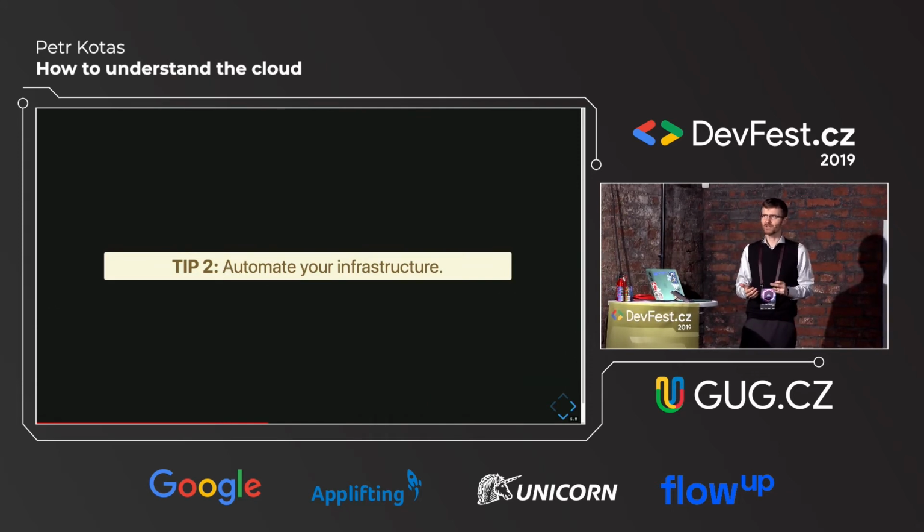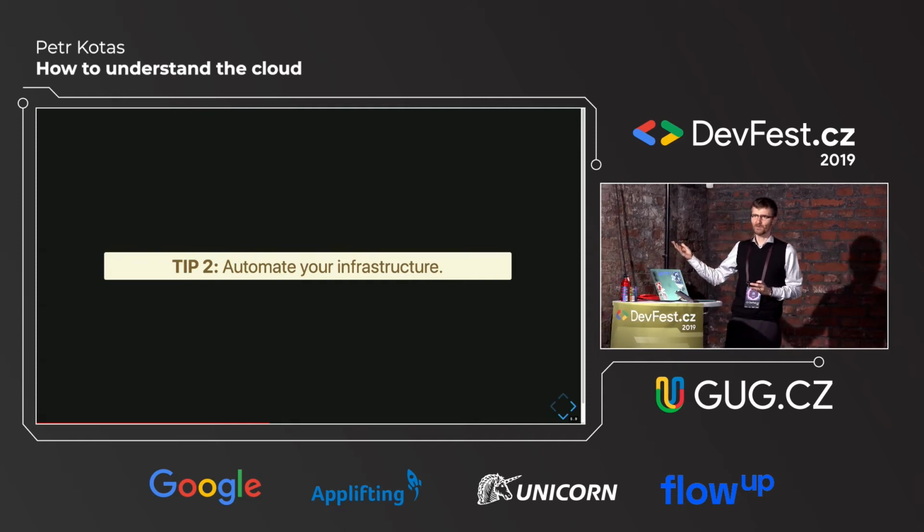So this is tip number 2. Learn how to automate. Play with the clickery stuff in the UI, and once this is working for you, automate it, because it will save you time. And over time, when you do changes and you have everything stored in Git, you will see how you implemented the changes, because it's very hard to see changes in the UI.